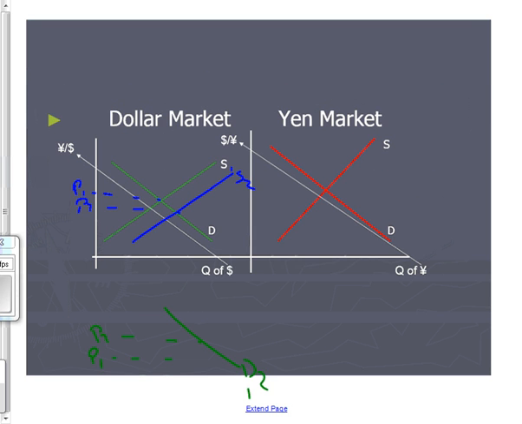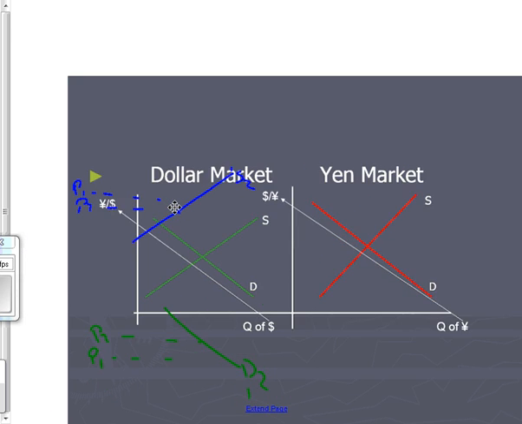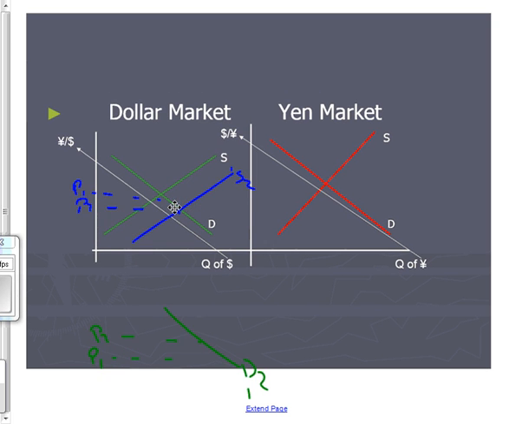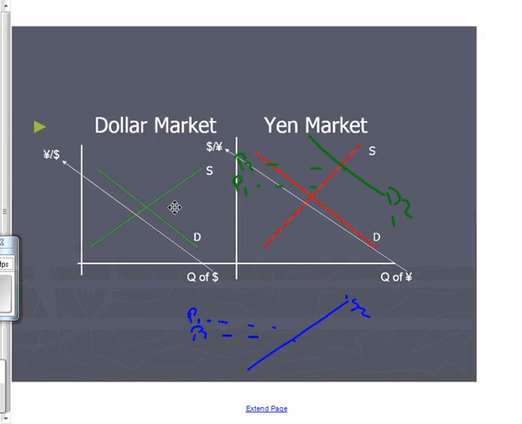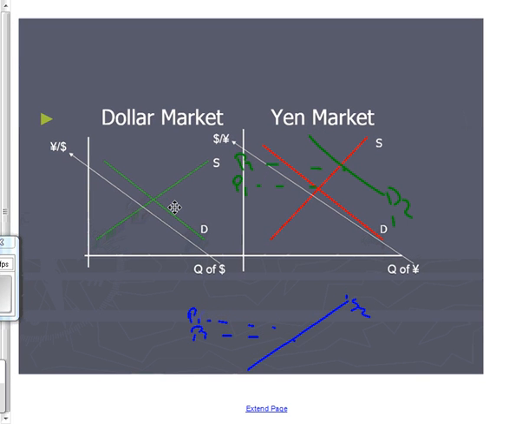So if the yen is going up in value, the Japanese central bank raises interest rates relative to ours. Well, then people in the United States are going to demand more yen. So the demand for yen would go up.